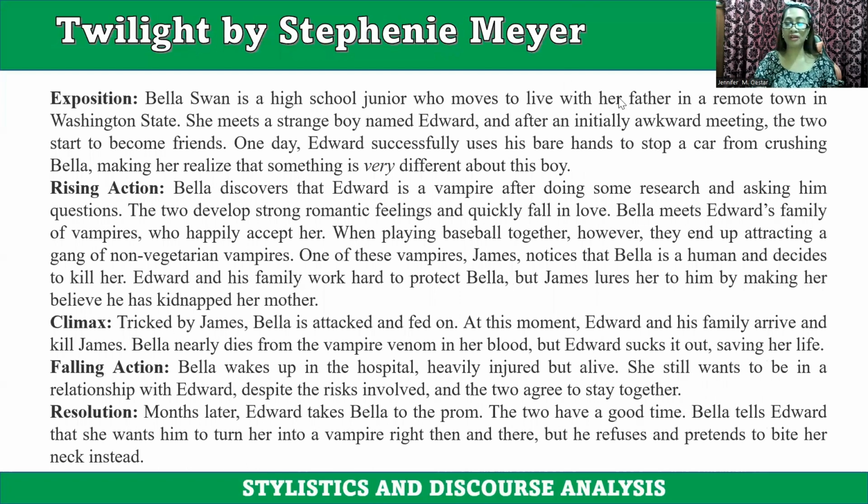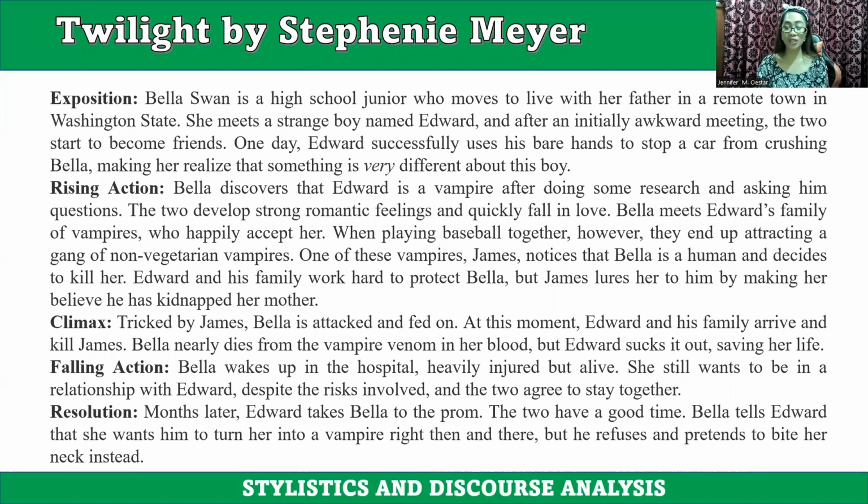And the last example of a story following Freytag's model is Twilight by Stephenie Meyer. For the exposition, Bella Swan is a high school junior who moves to live with her father in a remote town in Washington state. She meets a strange boy named Edward, and after an initially awkward meeting, the two start to become friends. One day, Edward successfully uses his bare hands to stop a car from crushing Bella, making her realize that something is very different about this boy.